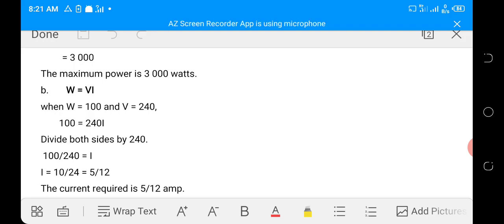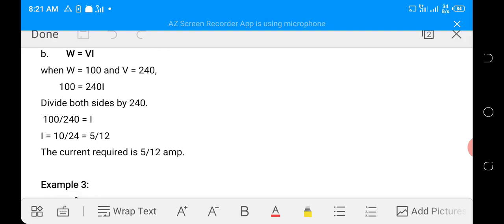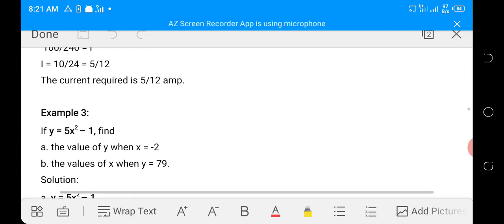So to get I, what shall we do? We divide both sides by 240. So 100 over 240 is equal to I. I is equal to 10 over 24. And this is going to give us 5 over 12. The current required is 5 over 12 ampere. If you like, you can convert this to decimal and leave your answer in decimal. It is allowed. And if you like, you can leave it like this. Let's move to example 3.